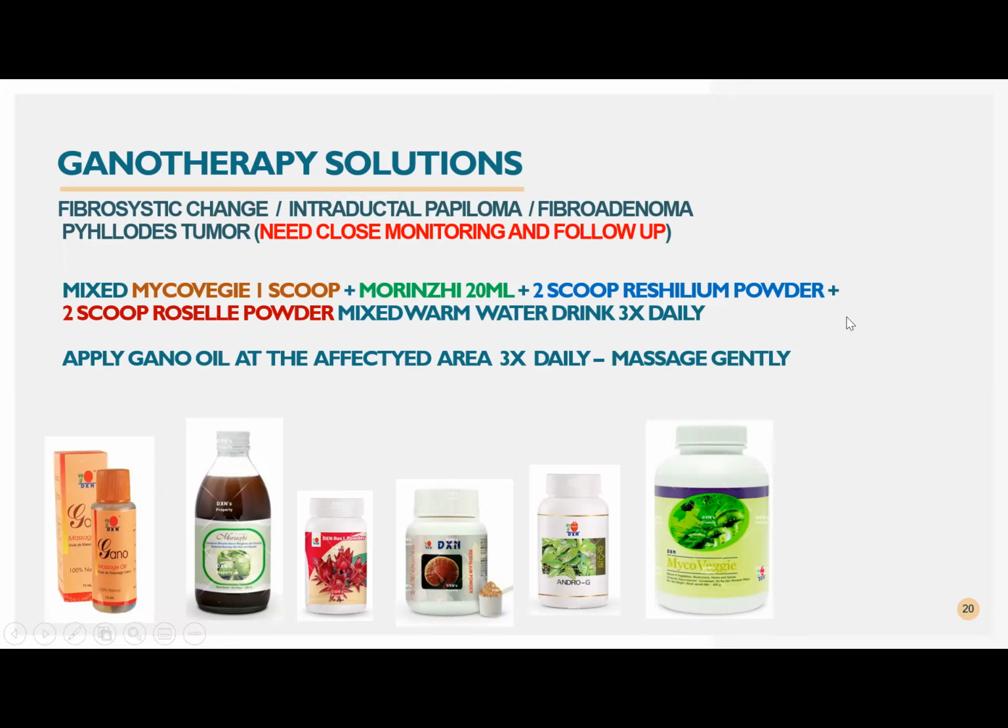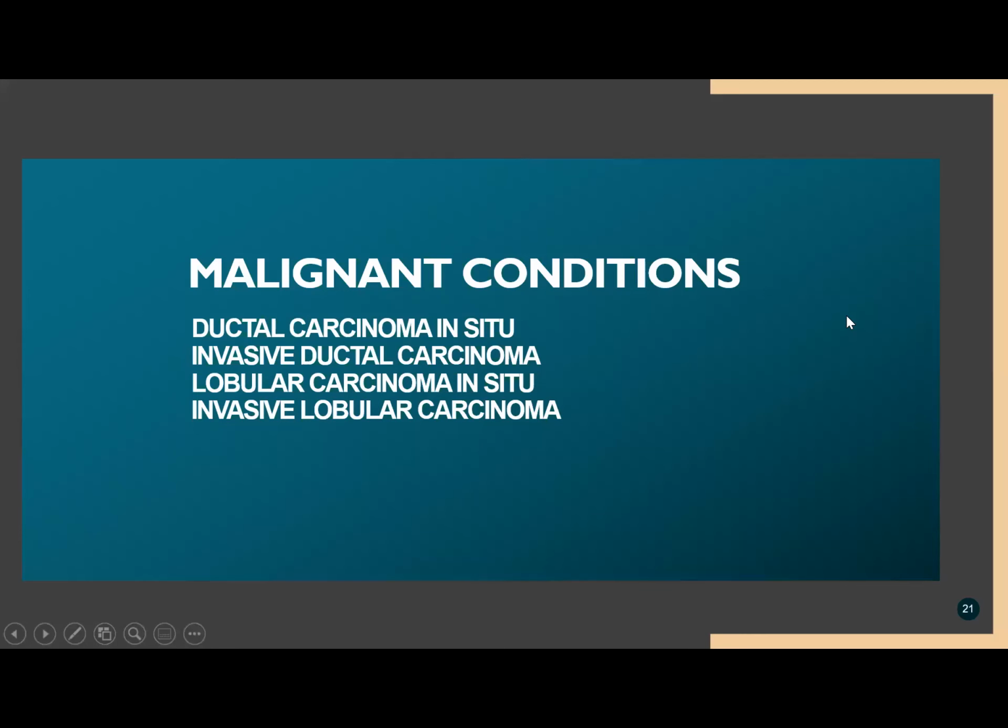Now we go to the third part. The third part is the malignant conditions, whether ductal carcinoma in situ or invasive ductal carcinoma. So ductal carcinoma in situ is the first level. When the growth keeps getting bigger and becomes invasive, then they call it invasive ductal carcinoma. This is the duct of the breast.